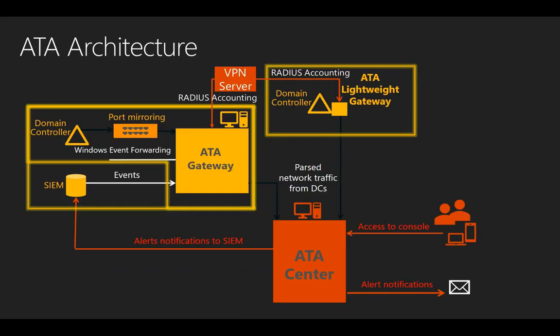Before we go any further, let's review how ATA is architectured. First of all, the main data source for ATA is going to be network traffic. Network traffic is forwarded to gateways through port mirroring or lightweight gateways directly on the domain controllers, and then the relevant information is sent to the ATA center. In version 1.8, we added another data source, which is the VPN server. The data is sent to the gateways from the VPN servers using standard RADIUS accounting. This way, ATA is aware of when and where users log on from when it comes to VPN connections.